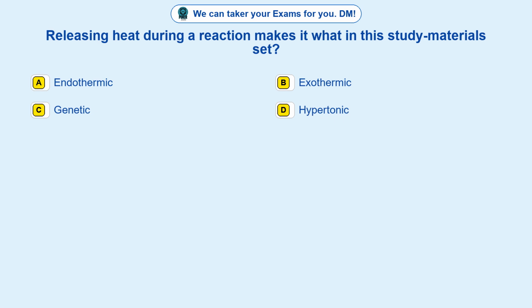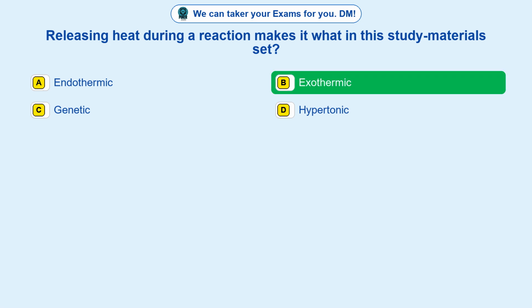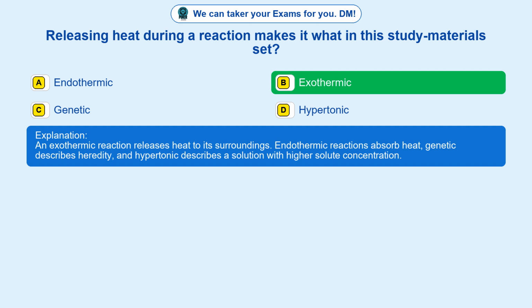Question 46. Releasing heat during a reaction makes it what in this study material set? Option A endothermic. Option B exothermic. Option C genetic. Option D hypertonic. The correct answer is option B. Exothermic. An exothermic reaction releases heat to its surroundings. Endothermic reactions absorb heat, genetic describes heredity, and hypertonic describes a solution with higher solute concentration.